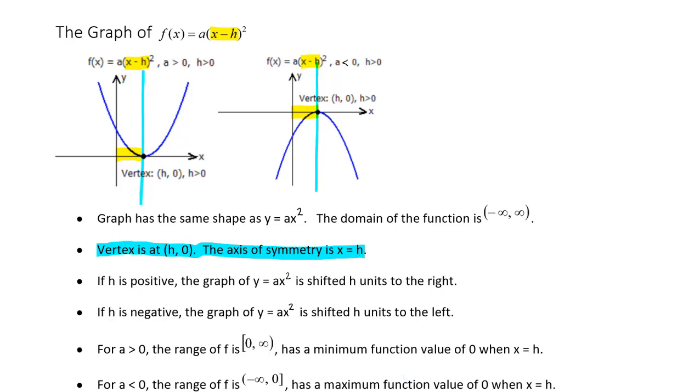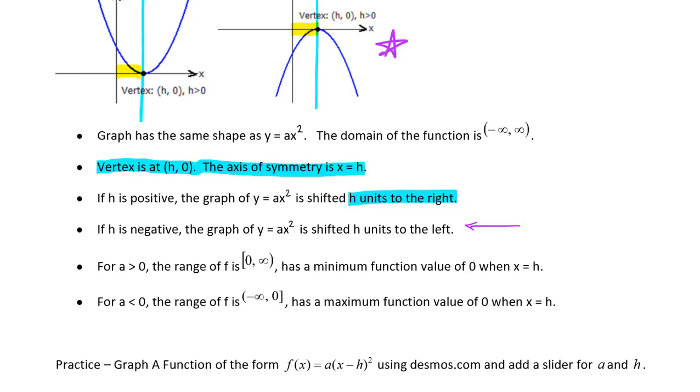If h is positive, the graph of y equals a x squared is shifted h units to the right. That's like this second example here. If h is negative, the graph of y equals a x squared is shifted h units to the left. So we don't have a visual example here, but that statement does hold.